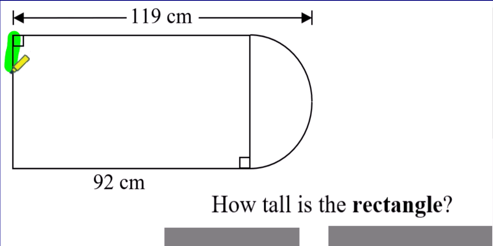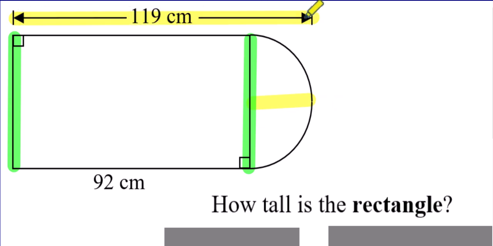How tall is the rectangle to be from here to here, which is the same as here to here? Oh, that's the diameter. But wait, they didn't give me the radius of the semicircle. But wait, I know the total length across left and right is 119. I know the length from here to here is 92.